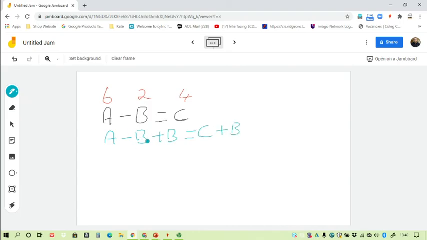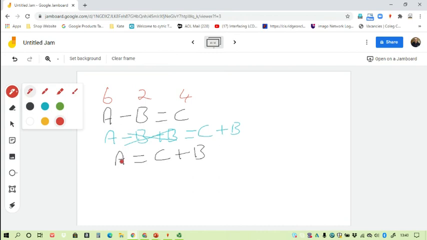Now a minus number plus a positive number that are both equal, so therefore opposites, disappears. So we can cross that out. So my formula should say that A equals C plus B. And if I get my red pen again, we can check that. And we can say that 6 equals 4 plus 2.